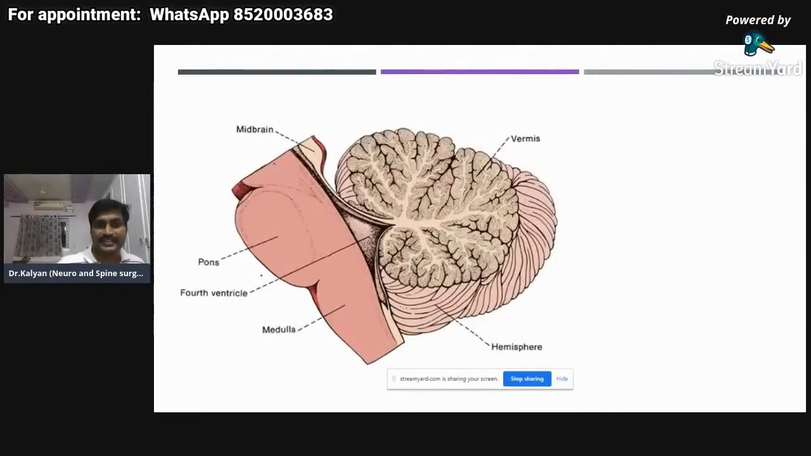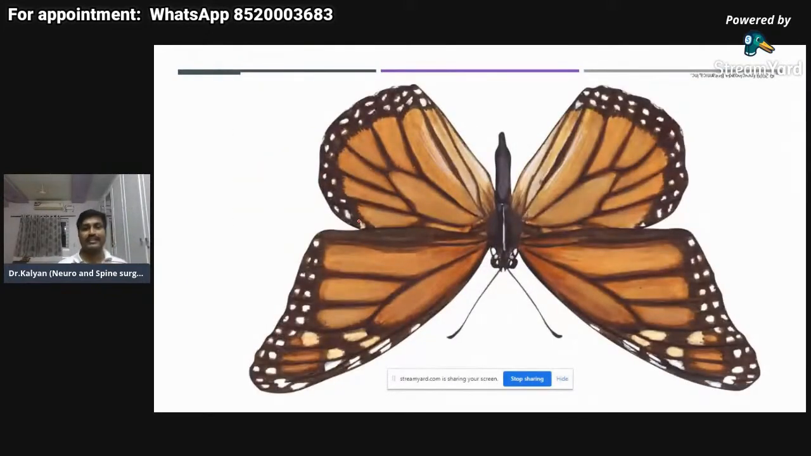Let's go. The same structure I've shown you: three parts of the brainstem, the midbrain, the pons, and the medulla. Behind that, we have the cerebellum. Separating both of them is the fourth ventricle. From this, what is this? This is a butterfly. I hope this is a butterfly. This is the body of the butterfly.